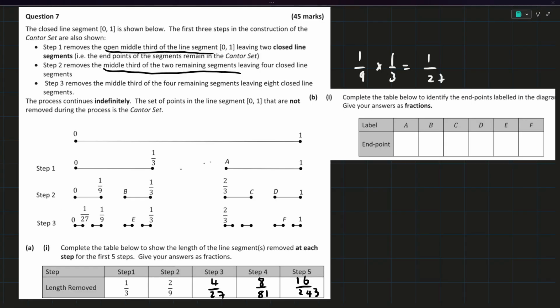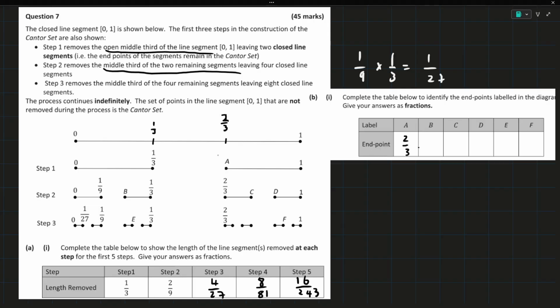For part B then, we have to complete this table. So first of all, the point A, well, we can see this is 0/3, this is 1/3, and we're removing the middle third, right? So if we split this up into thirds, this part's going to be 2/3. We're removing that middle part, so A is clearly going to be 2/3.